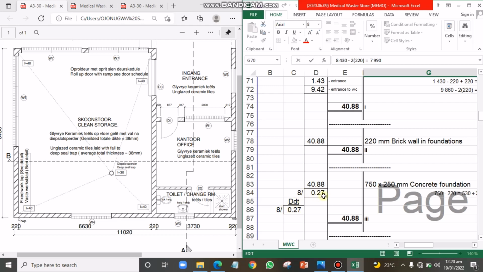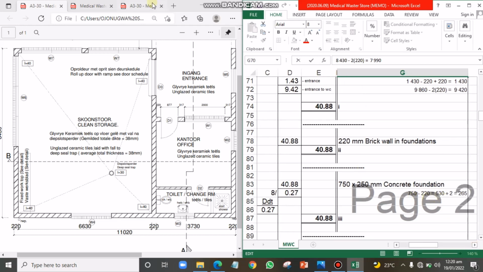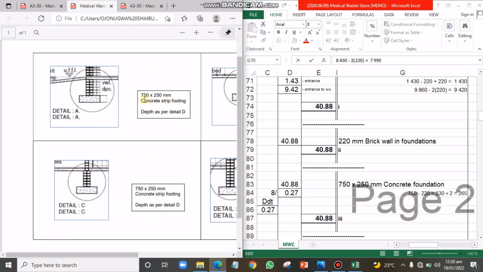This 8 by 0.27 here is gotten by calculating the spread. And in order to calculate the spread, you just need your foundation detail, 750 by 250. So when you pick the length of your foundation, which is 750, you're going to deduct the block thickness. So the length from this point here to this point here is 750. So I'm going to deduct this block thickness of 220. Any value I have, I'll divide it by 2 to get the spread from this point to this point, and also from this point to this point.